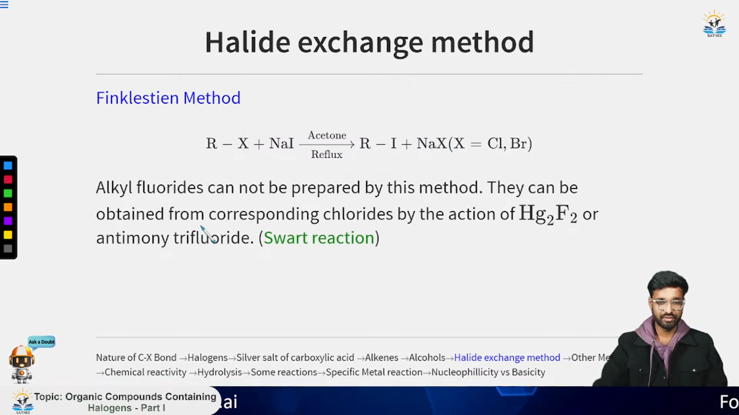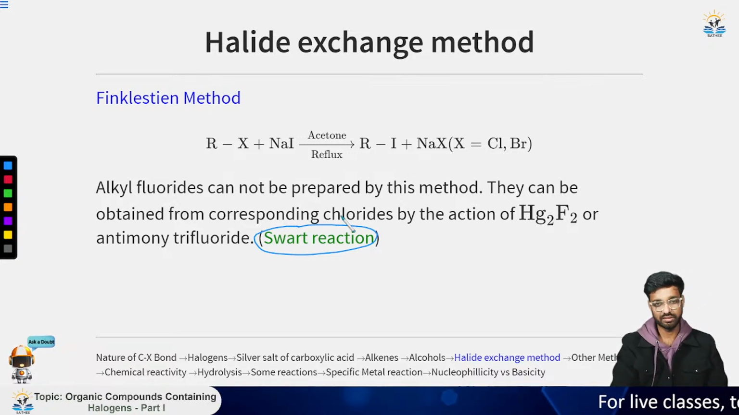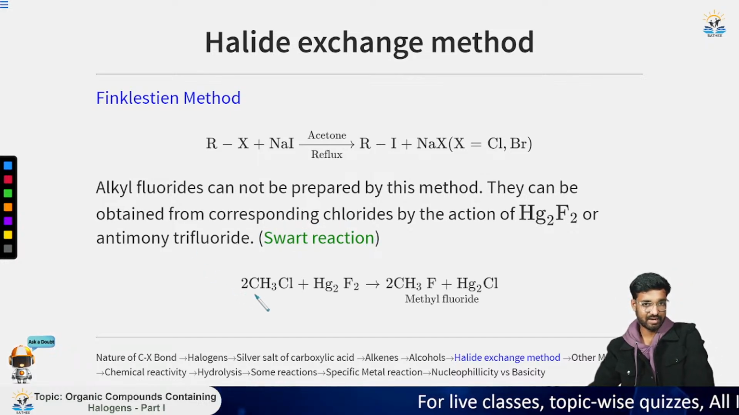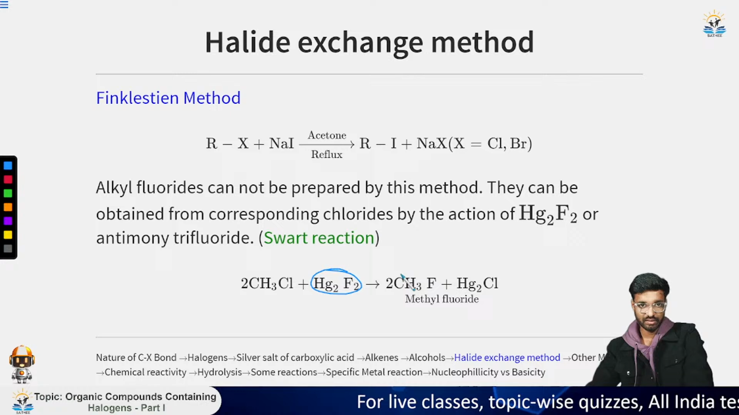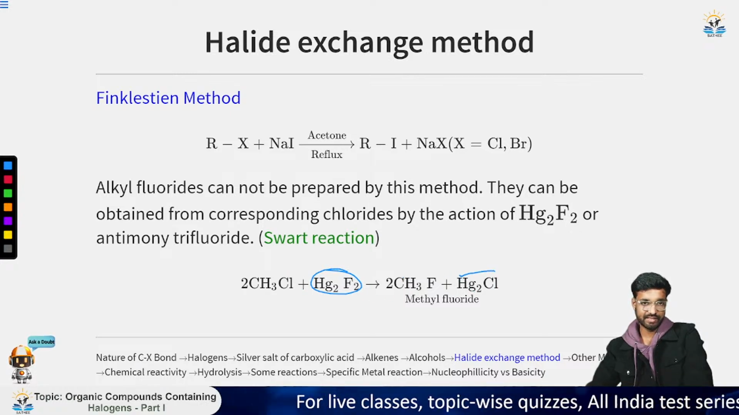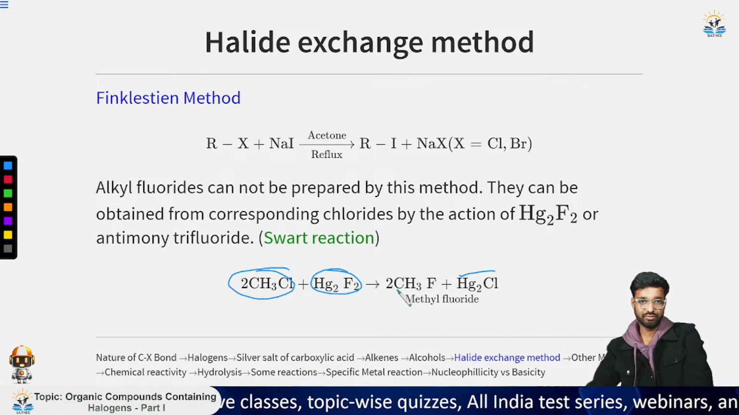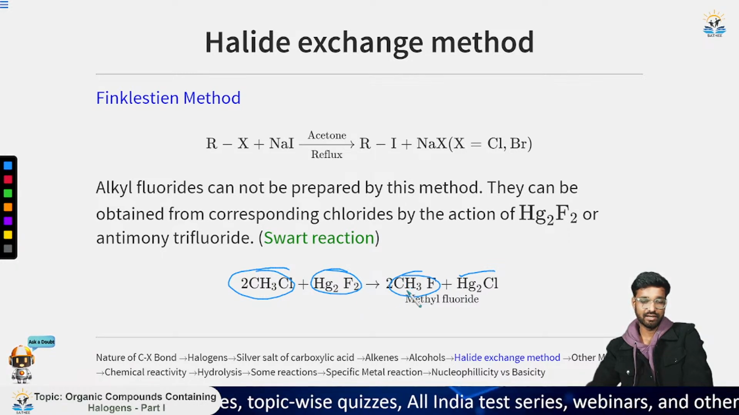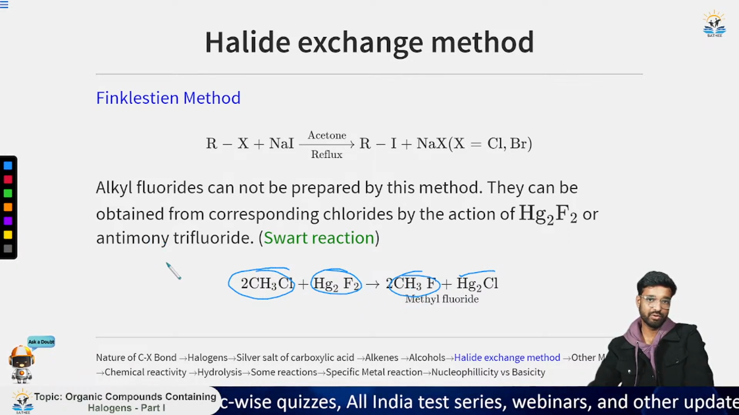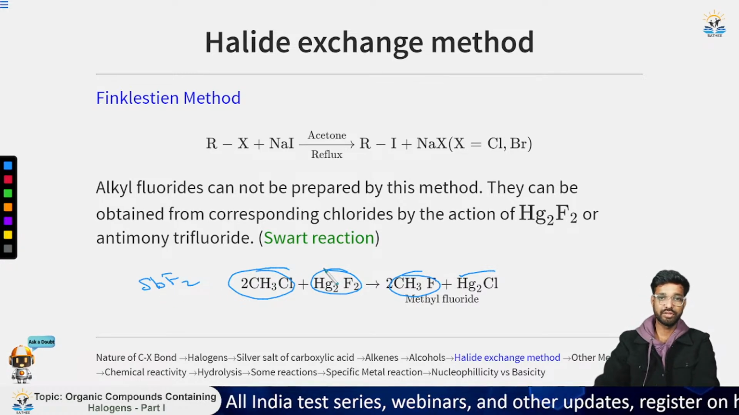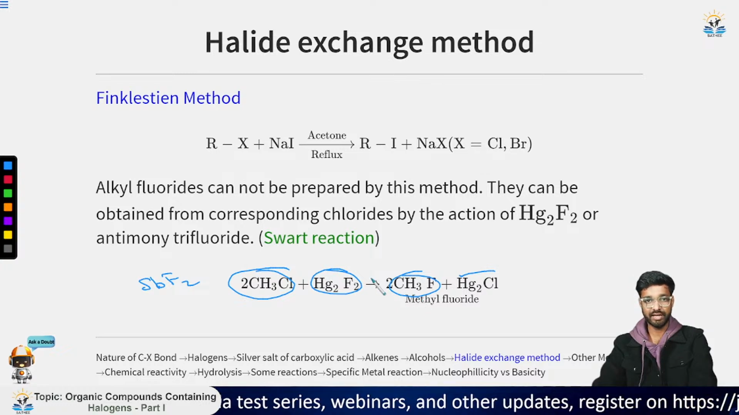For fluorine we use the Swarts reaction. We take the fluoride salt of mercury and react it with the alkyl halide to give the following product. So we are taking a chlorinated alkyl and reacting it with Hg2F2, and we are getting the alkyl fluoride. We can also use antimony, SbF3. You can use this and also carry out the Swarts reaction.